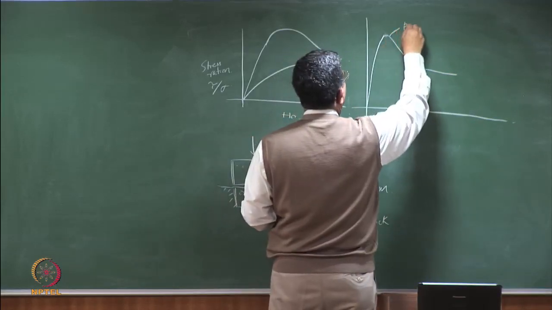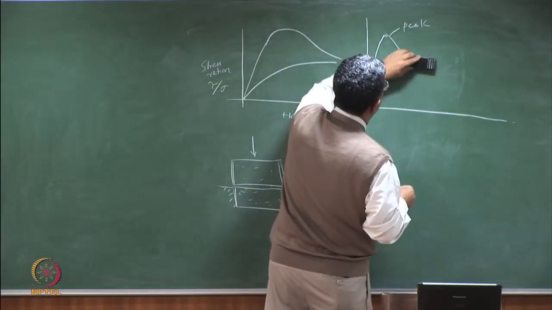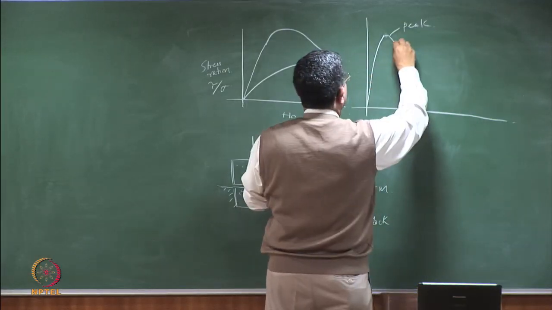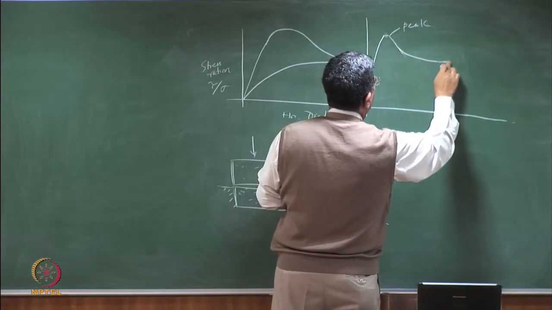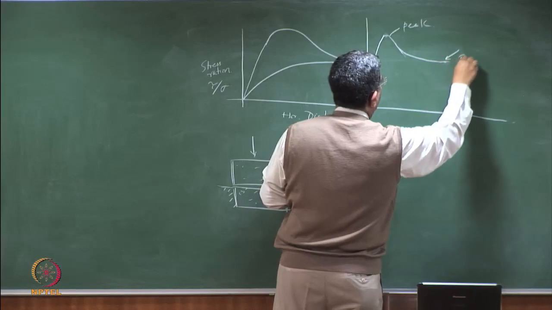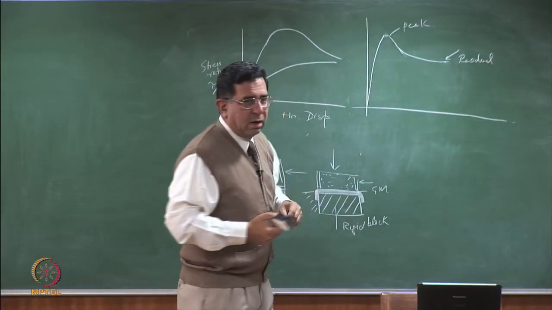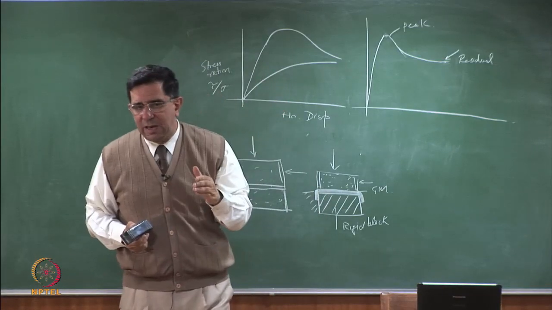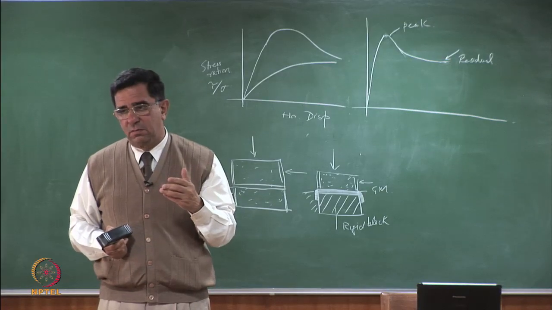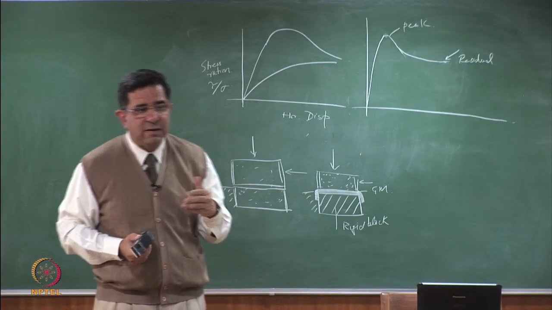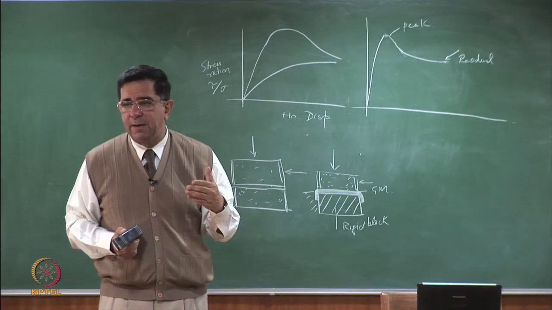So you will get a peak value and it may not fall that much. I don't want you to get a feeling that it falls to half the value. You will get a peak value and a residual value. And you will do these 3 tests at 3 different normal stresses, and you will get a peak delta and a peak C.